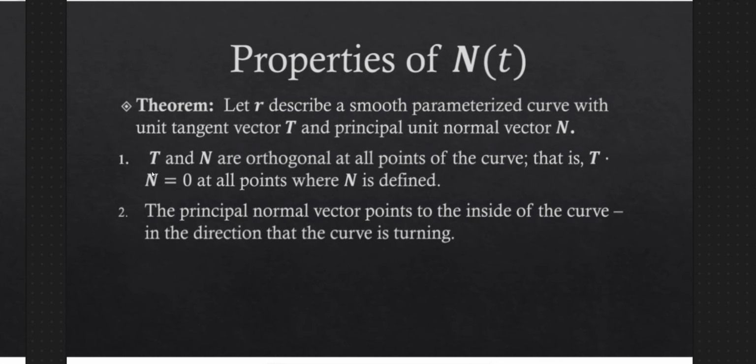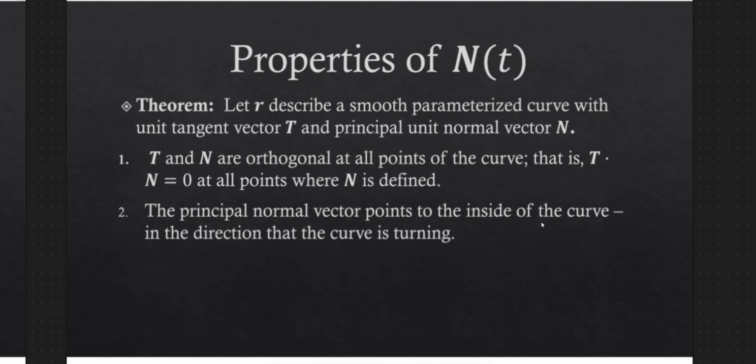Right? So that means T dot N is 0 at all points, the 0 scalar. The other thing is that the principal normal vector points to the inside of the curve. This one, we're not really going to prove directly. That is really just coming from that interactive figure I just showed you. Kind of, at least motivates this fact.